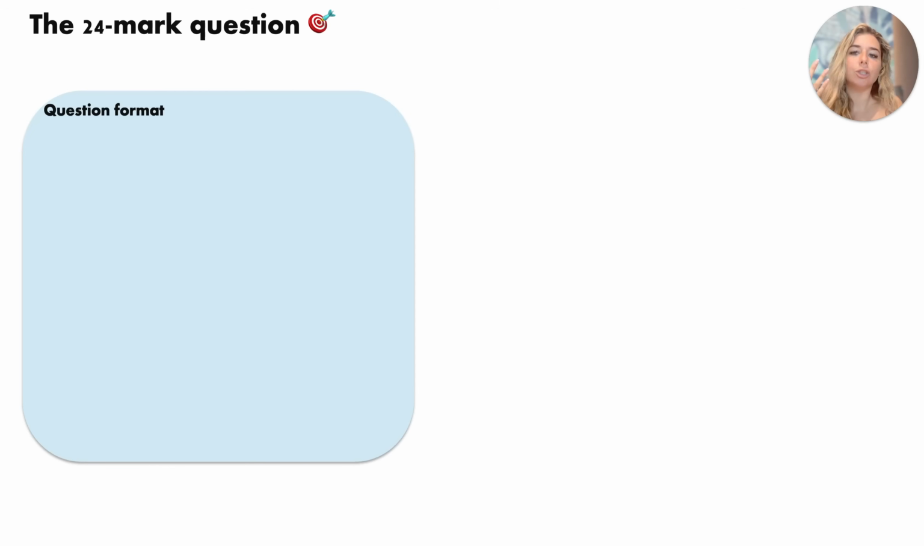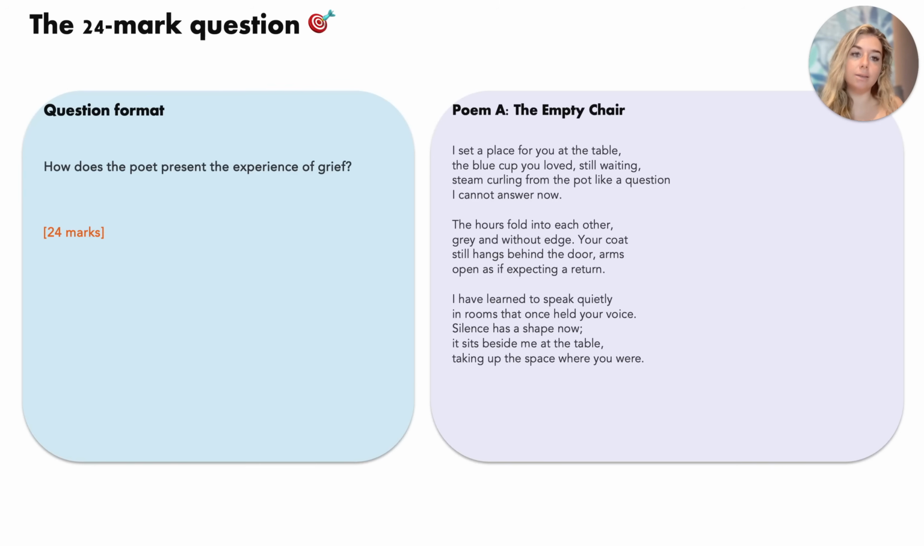So let's quickly summarize what the questions are, because if you know what they are, then you'll know how to actually apply the information. A 24-mark question will be something like this. They'll give you a poem and then they'll ask you a question, like: how does the poet present the experience of grief? So it'll just be one poem and one question, 24 marks. You're just going to analyse it, and it's going to be completely unseen. You're never going to have seen this poem before, and that's why it's really important that we understand techniques of how to analyse it.